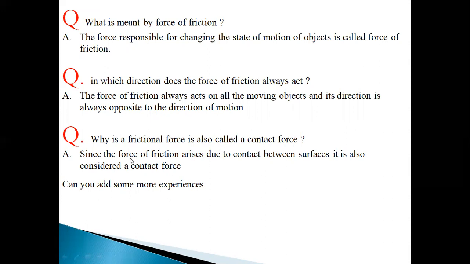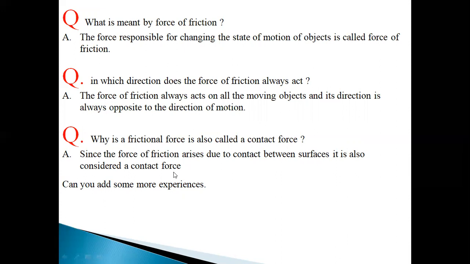Why is a frictional force also called a contact force? Since the force of friction arises due to contact between surfaces, it may be ball and the ground, boat and water, and even cycle tire and ground, like that. Since the force of friction arises due to contact between surfaces, it is also considered a contact force, children.